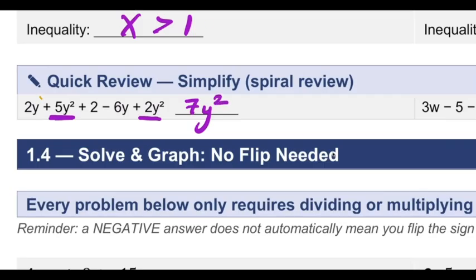And then we can add the y, the linear term, so it's just the y's. We have 2y minus 6y is -4y. And then lastly, we have just this 2 by itself. Only constant. There we go.